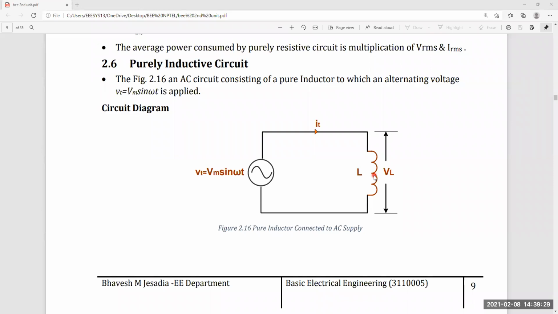Inductor is nothing but a coil. By using a coil, we generate a magnetic field. The flux can be generated by using a coil, and by using flux we create the poles, north pole and south pole. That means the inductor stores energy in the form of an electromagnetic field. The magnetic field depends on flux, and flux depends on current.